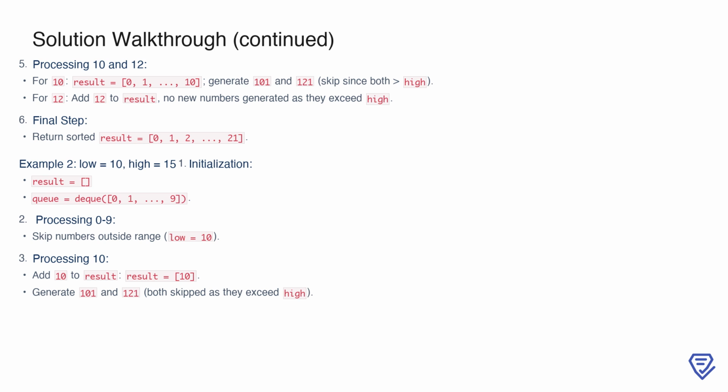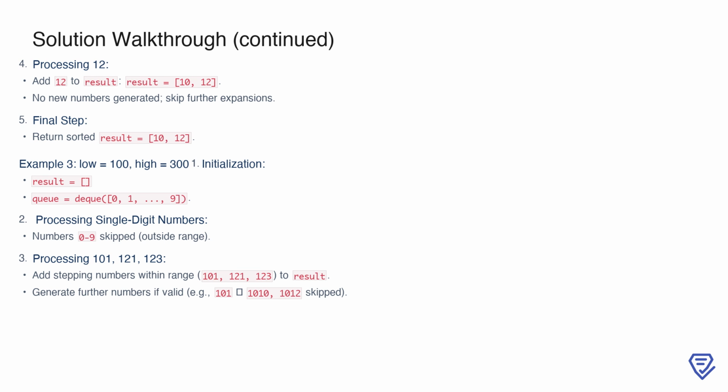Now, let's consider a new example with a range from 10 to 15. Here, we initialize the result list and queue in the same way as before. When processing numbers 0 through 9, we skip all of them since they fall outside the range. For the number 10, we add it to result and attempt to generate its stepping numbers, 101 and 121, but both exceed the upper limit of 15 and are ignored.